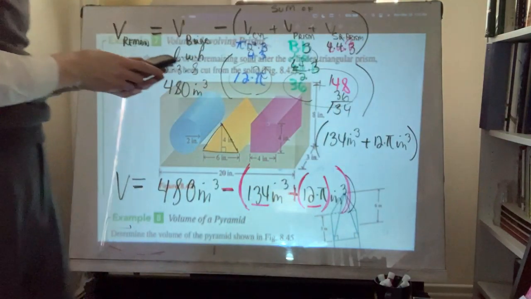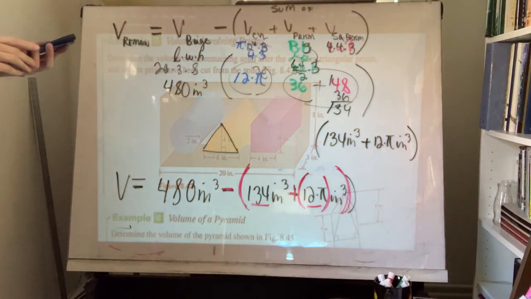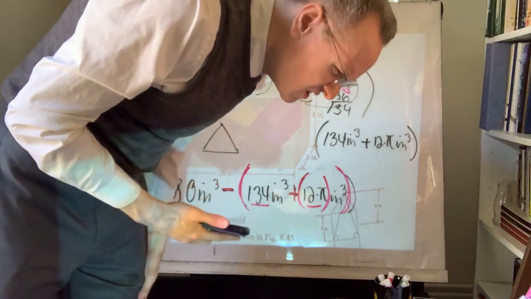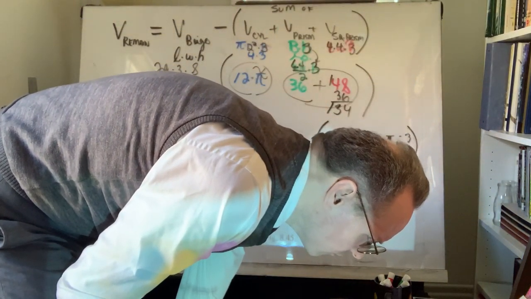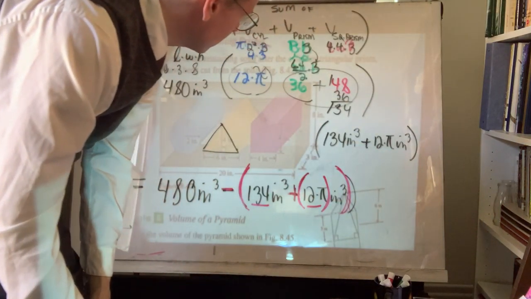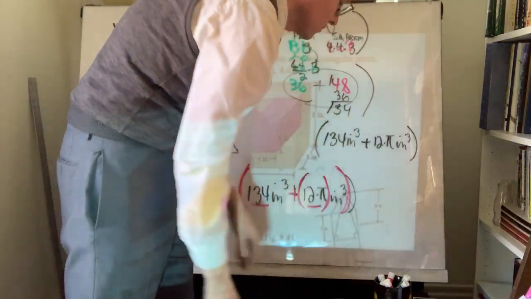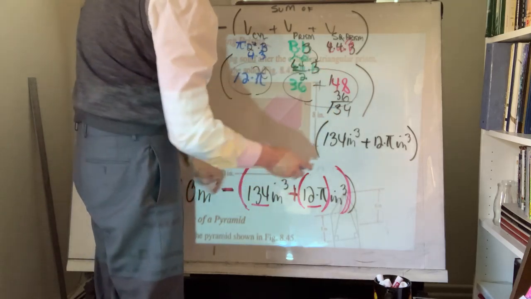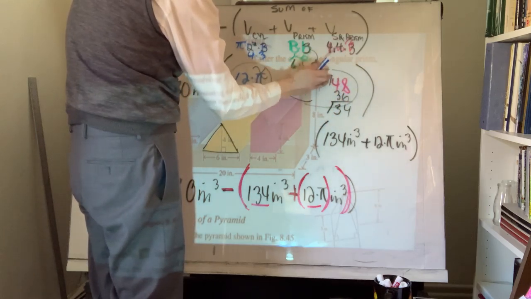And we'll verify that this is correct. Okay. 480 minus 134 plus 12 times pi, close the parentheses, and then remember there's a second one. And you should get this. I think I fudged something here. Oh, that's a bad mistake. Look, this is not 134. That's why. It's 14. I multiplied and then I added. Sorry.